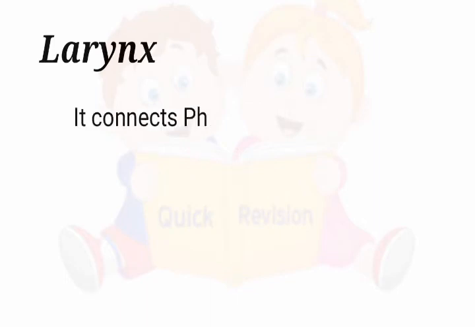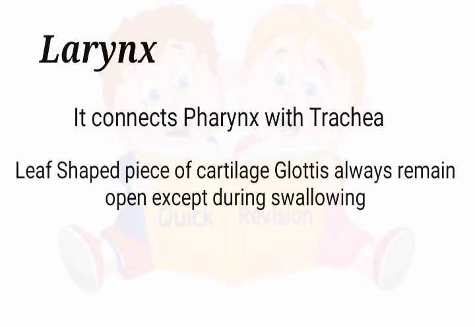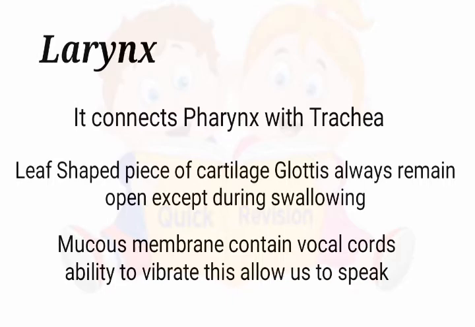Now larynx. It connects the pharynx with the trachea. It is a leaf-shaped piece of cartilage. The glottis always remains open except during swallowing. The mucous membrane contains vocal cords, which have the ability to vibrate. This allows us to speak.